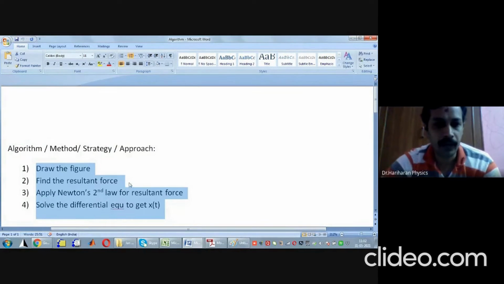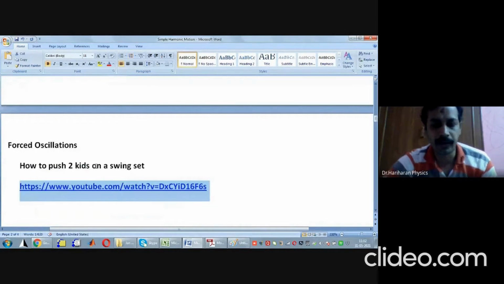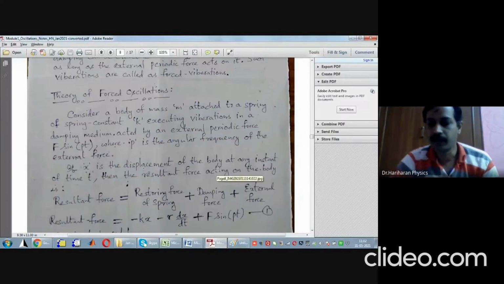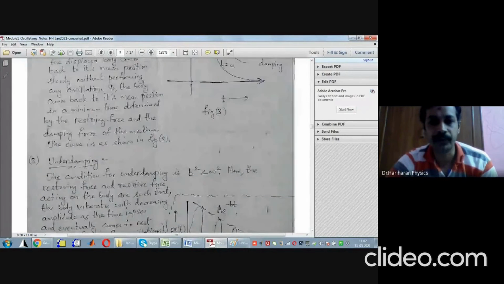Therefore, in all our observations, this is the same figure. Which is the figure? The body of mass m is attached to a spring.